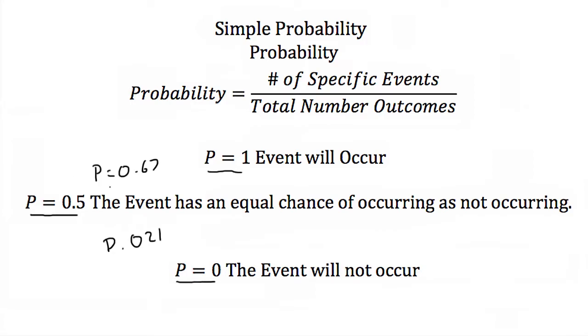If you have a probability of 0.67, then you have a pretty good chance of the event you're looking at occurring. If your probability is 0.21, then the event you're talking about probably won't happen. It might, but it probably will not. So the closer you get to 0, the less likely your event is going to occur. And the closer you get to 1, the more likely your event is going to occur.